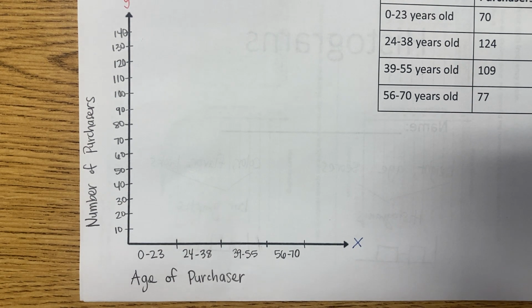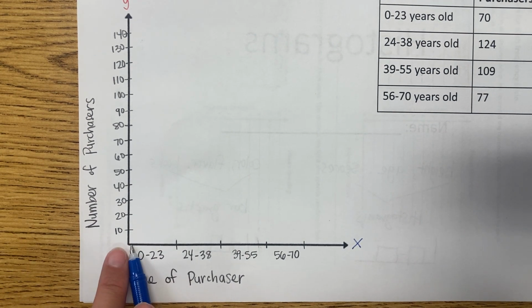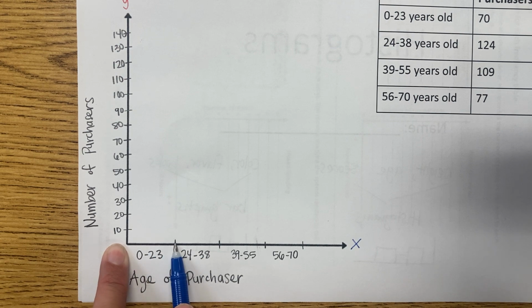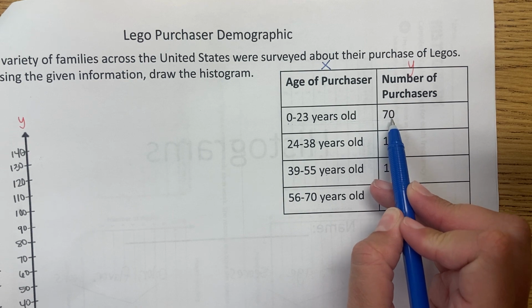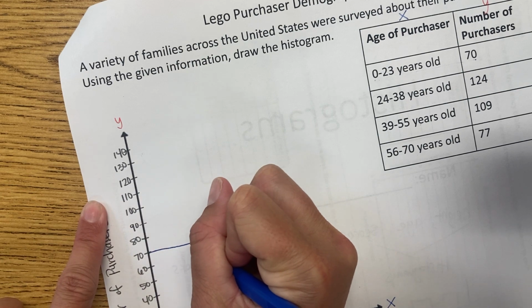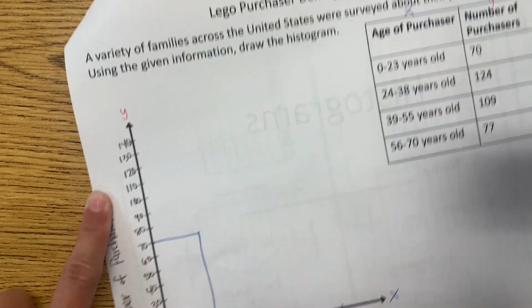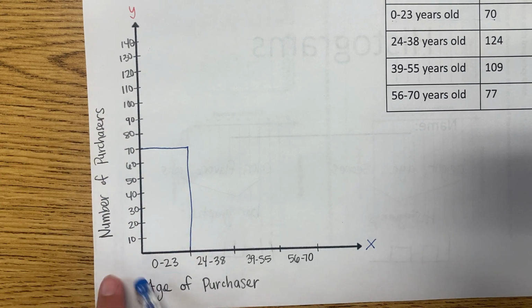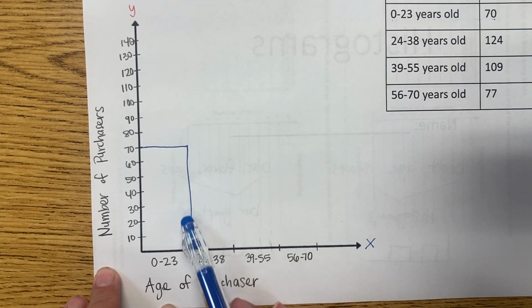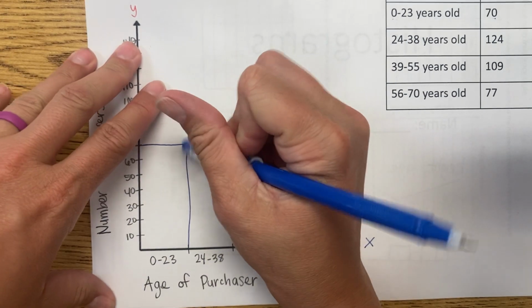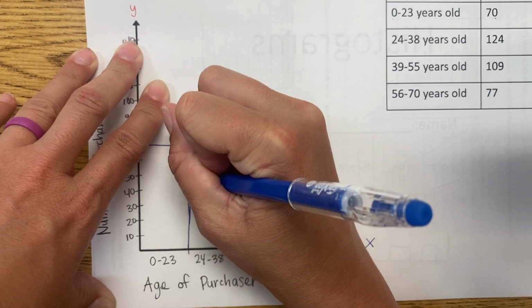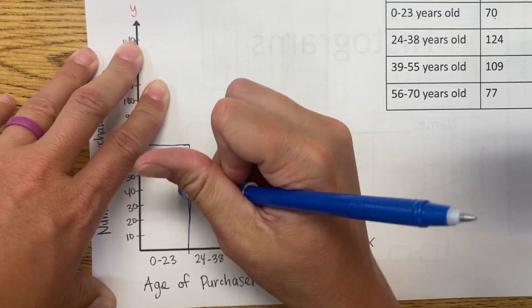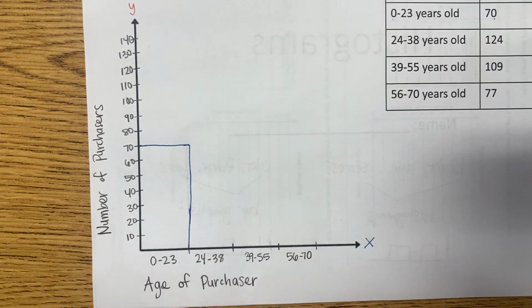Now, from here, we're going to draw bars. So in this section, from here 0 to here 23, I'm going to draw a bar. So on my graph, from 0 to 23, there were 70 purchasers, or 70 people. You just do the best you can. So I went up to 70, I went across, and I came down to that line I drew. It's not perfect. I might try to straighten the line out a little bit. There we go. Okay.